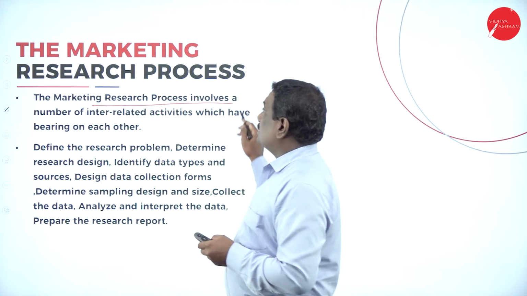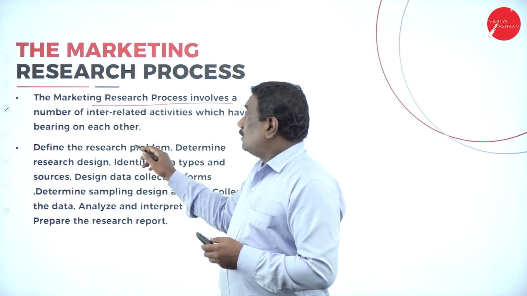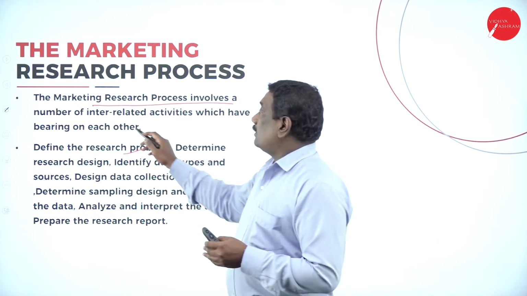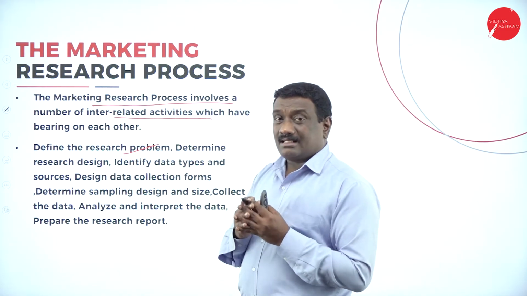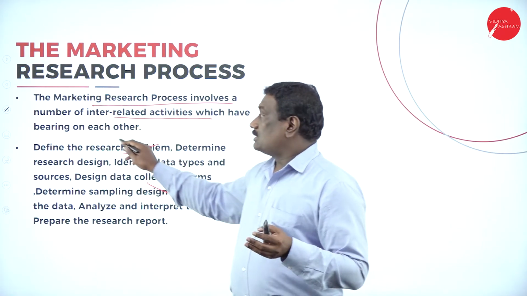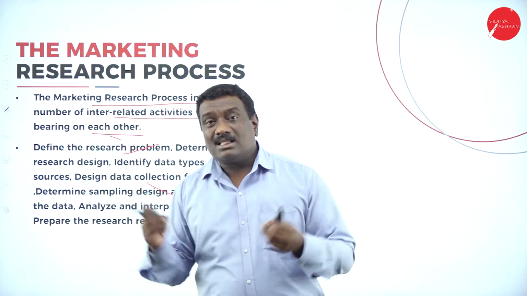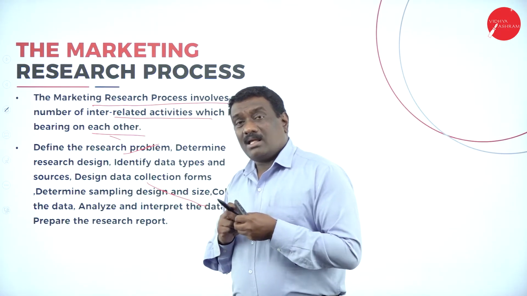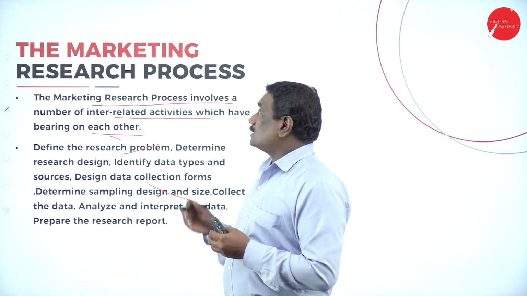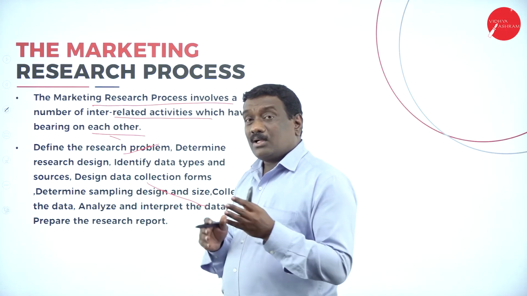The marketing research process involves a number of interrelated activities, which bear on each other. So all these are interrelated, like a chain. It is like chain links which have a bearing on each other, because when you see a chain, you can find lots of small pieces joined together, and finally it becomes one big chain. So there will be a lot of links, each linked to another piece. In such a way, the marketing research process also involves a number of interrelated activities which bear on and are dependent on each other.